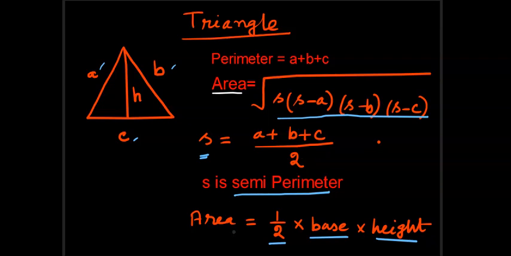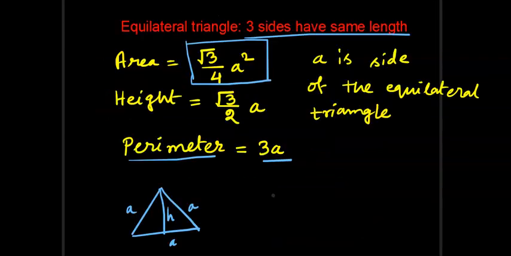Another formula for area is half into base into height. So here we have to find the height of the triangle if it is not given, and then we have to apply this formula. Now in an equilateral triangle, three sides have same length.